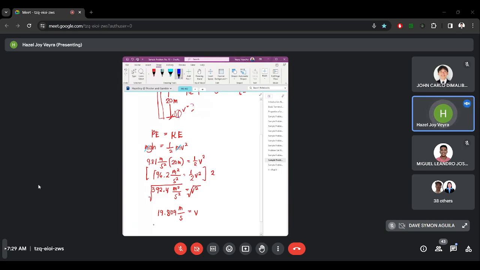The velocity of the ball just before it touches the ground is 19.809 meters per second. Clear po sa lahat? Clear po, ma'am. Alright. Then, balik na tayo sa ating discussion.